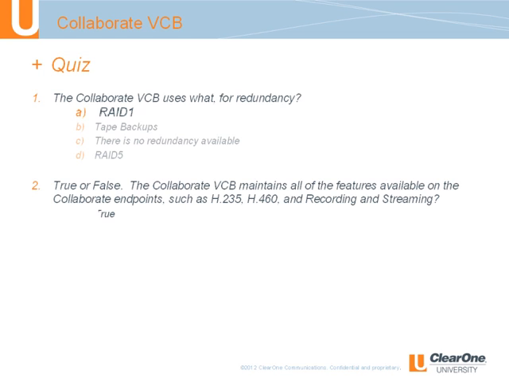Number 2, true or false. The Collaborate VCB maintains all of the features available on the Collaborate endpoints, such as H.235 encryption, H.460 firewall traversal, and recording and streaming. The correct answer is true. No features of the endpoints are lost when connecting to a Collaborate VCB. As a matter of fact, more capabilities are received, such as the ability to make an H.323 to SIP call.